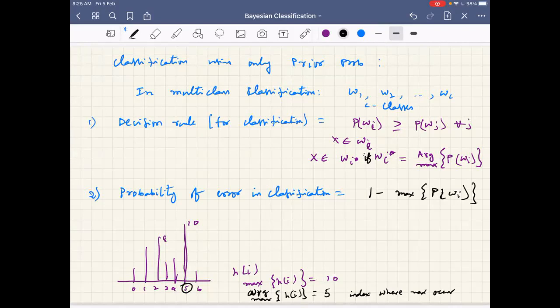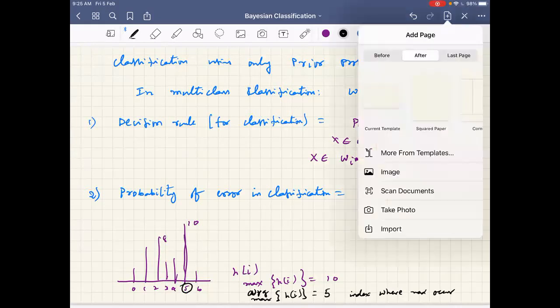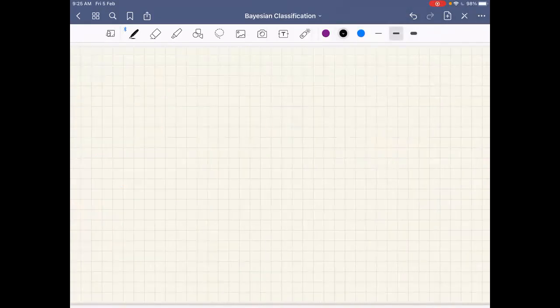Now the question is, is this a very good rule for classification? Is this a very elegant rule for classification? No. So what is the problem with this?